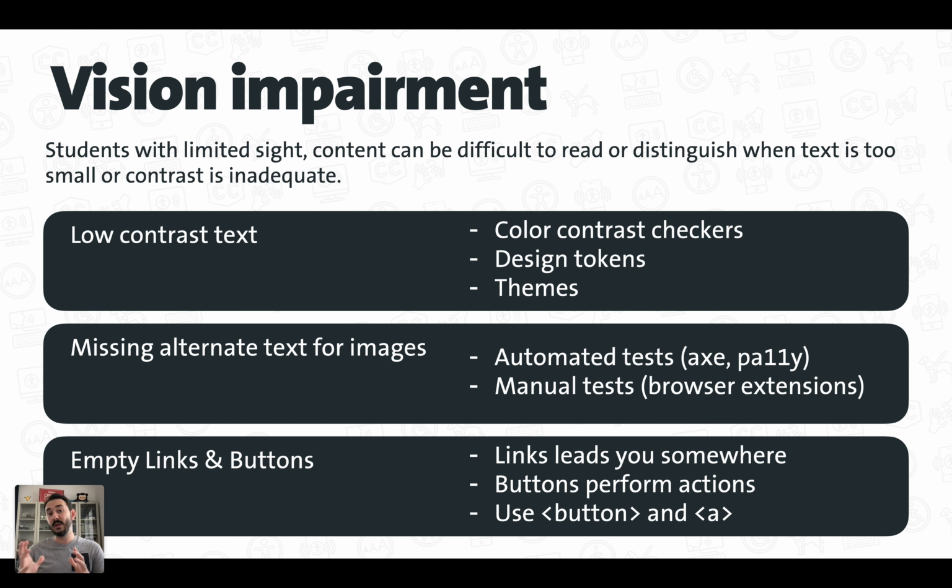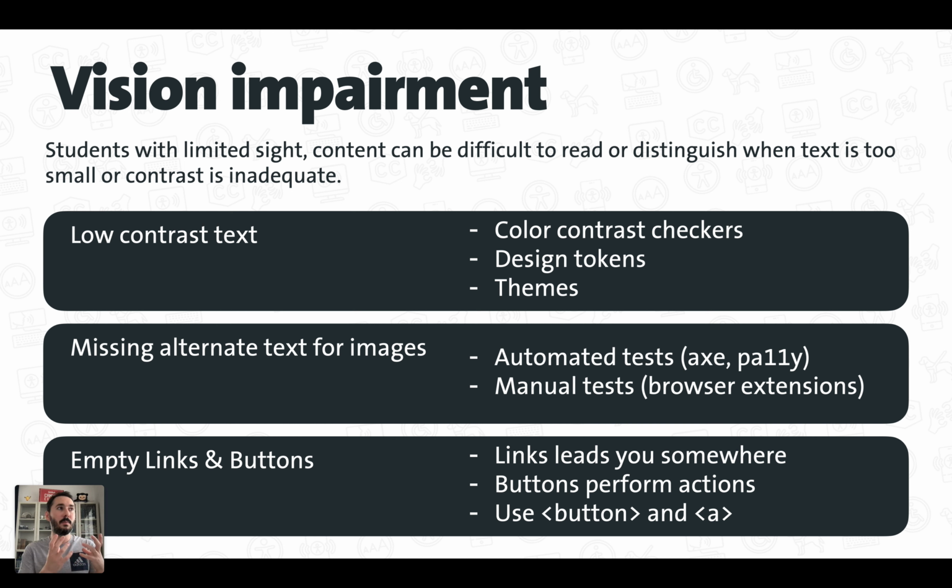Okay, so the first one is low contrast text. Low contrast text, what is this? The color contrast between the text and the background color where this text is going to be located. For example, a button or a card, right? What tools can we use to fix this issue? Well, we can use color contrast checkers. There are several in the market. Or we can create our own design tokens.